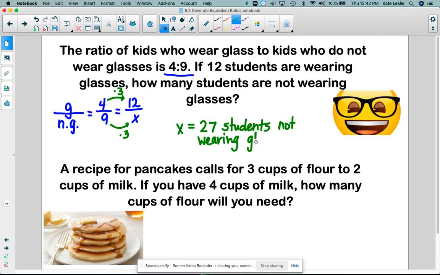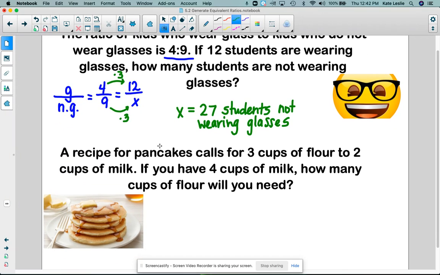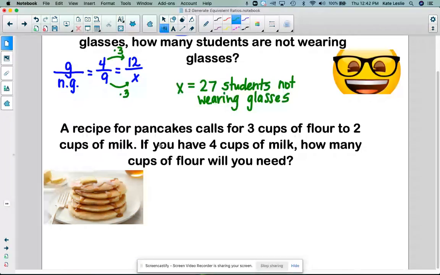It's important to label your answer just so that I have an idea that you know what you actually solved for and not just putting 27. 27 what? Okay, this one. A recipe for pancakes calls for 3 cups of flour to 2 cups of milk. Many kids want to say that you're comparing cups to cups. Well, be more specific.